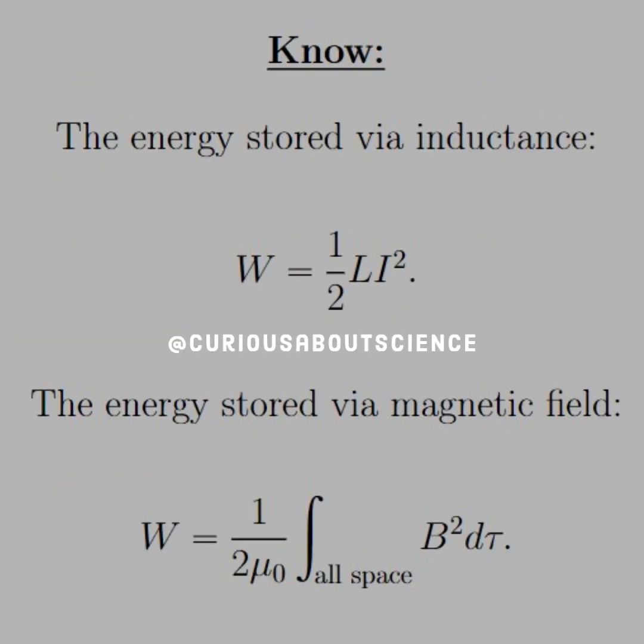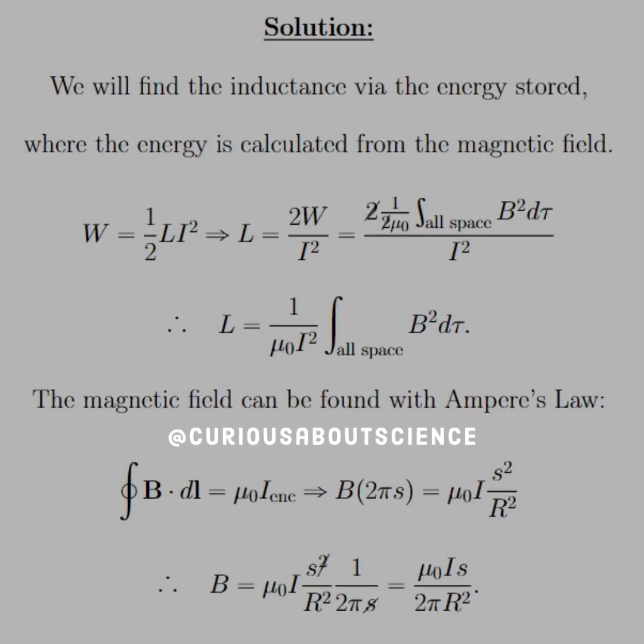All right. So we know that the energy stored via inductance is 1/2 Li squared, and the energy stored via the magnetic field, seems like we've seen this playbook before, 1/2𝜇0 B squared d tau. Alrighty, let's get after it. It turns out we have indeed seen this playbook before, and we see that the inductance via the energy stored, where the energy is calculated from the magnetic field, can be lined up as such. L is equal to 2W/I squared, and if we plug in the W, we see that the 2's cancel from the magnetic field formulation. And then we see that L is equal to 1/𝜇0I squared times the integral over all space of B squared d tau.